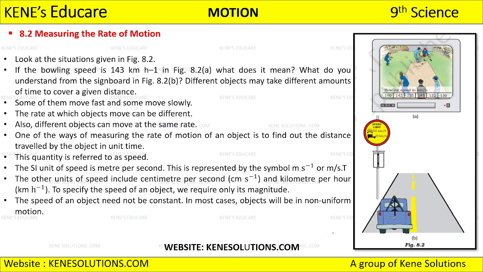So to specify the speed of an object, we require only its magnitude. What do we require? We only require magnitude, and the speed of an object need not be constant. And in most cases, objects will be in non-uniform motion. What will happen in most cases? The object will be in non-uniform motion, and you need to know this. Okay, so I just want you all to explain this much in your own words.